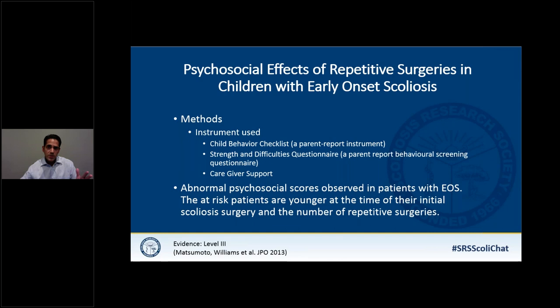And that's just the implants and the surgery-related stuff. We know now, thanks to Dr. Vitale's group, that these children may have a sort of post-traumatic stress disorder from repeated surgeries.